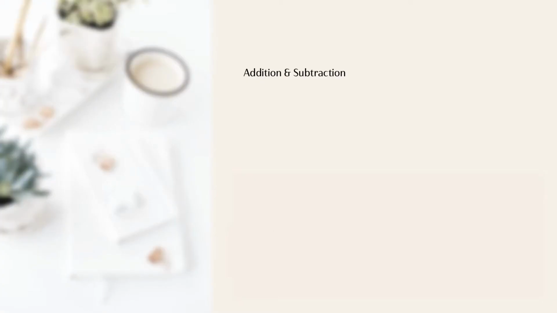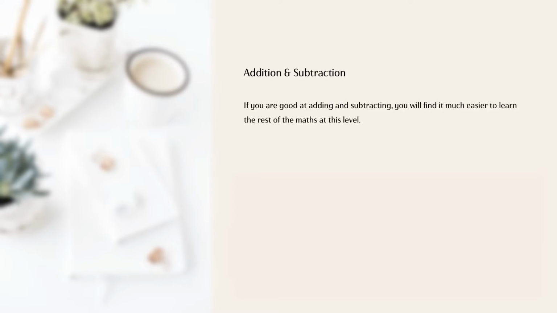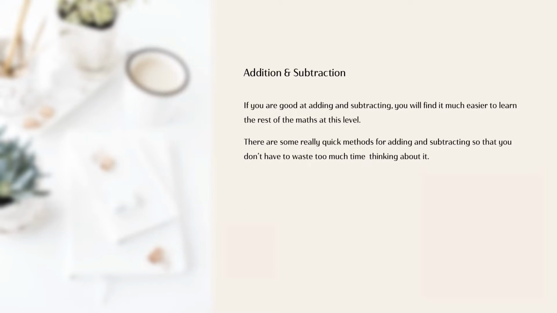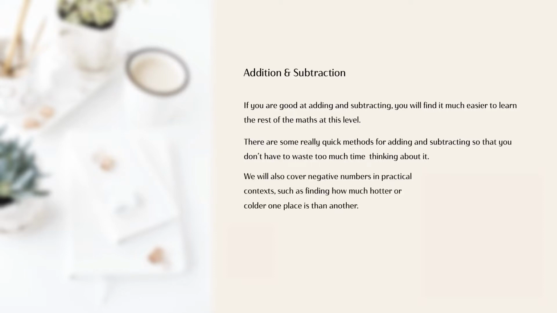To begin with, we will focus on addition and subtraction. If you are good at adding and subtracting, you will find it much easier to learn the rest of the maths at this level. There are some really quick methods for adding and subtracting so that you don't have to waste too much time thinking about it. We will also cover negative numbers in practical contexts, such as finding out how much hotter or colder one place is than another.